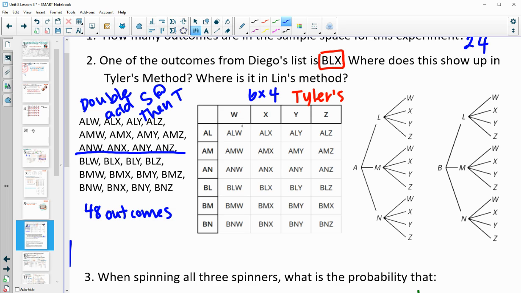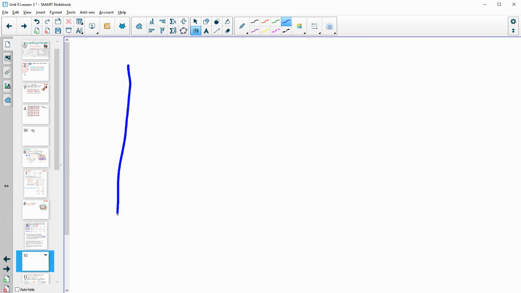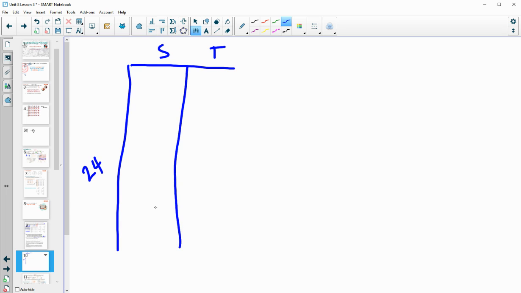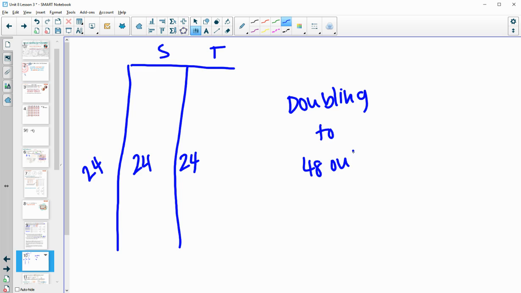So for Tyler's, okay, he would end up taking all of these 24. And let me just go on a different screen. So then he would list all 24 of those out here, and then he'd do S and he'd do T. So he could add an S at the end of each of these and a T at the end of each of these. So he'd have 24 options here, 24 options here, and he would end up doubling his sample space as well to 48 outcomes.